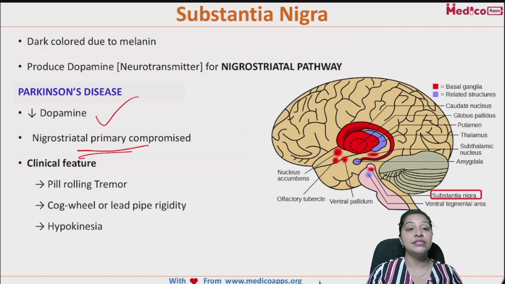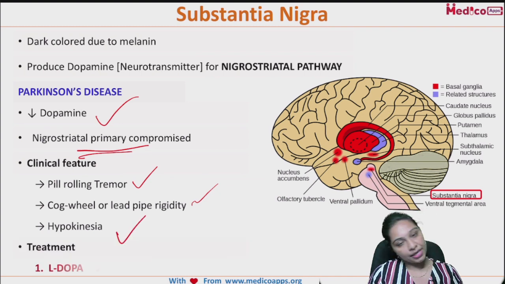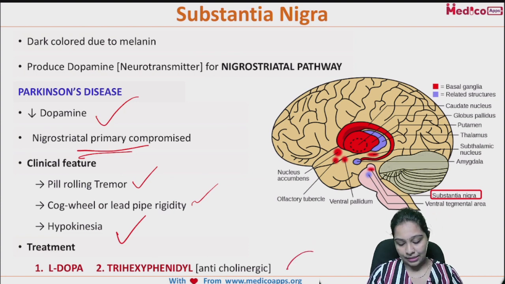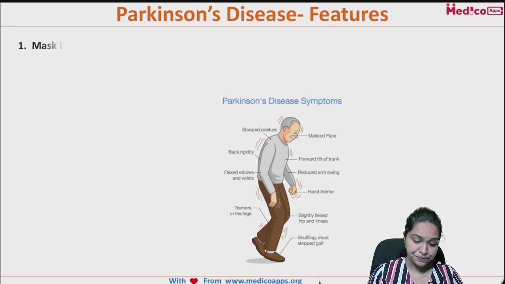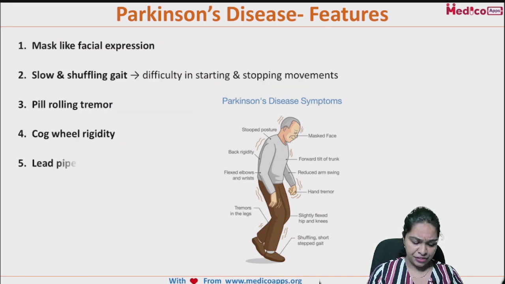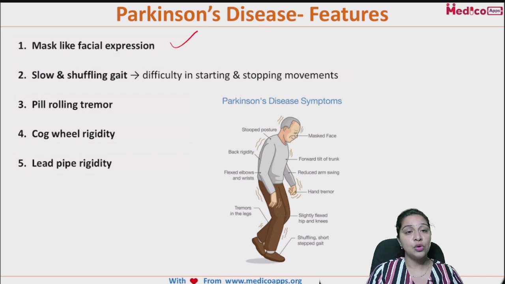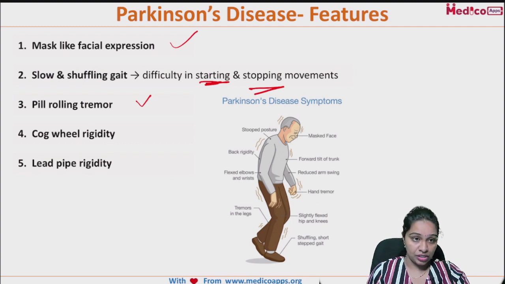The characteristic features we are very familiar with. These are the pill rolling tremor, the cogwheel or lead pipe rigidity, and of course hypokinesia. For treatment, we go for levodopa and trihexyphenidyl, which acts as an anticholinergic drug. The other clinical features of Parkinson's disease include mask-like facial expressions and a slow and shuffling gait due to difficulty in starting and stopping movement. So the person walks with a slow and shuffling gait.